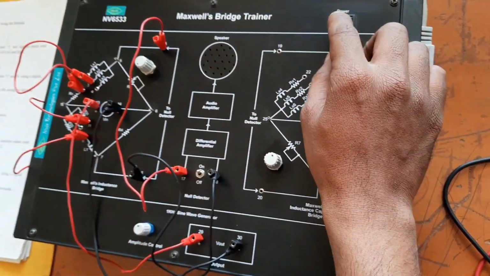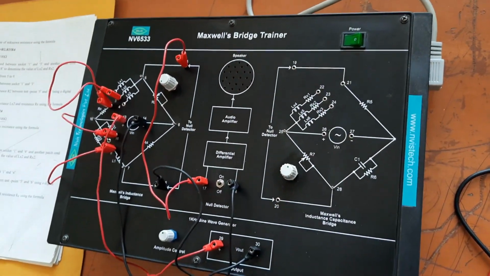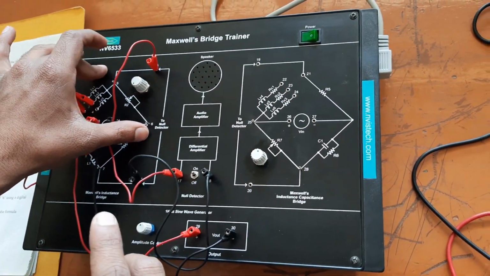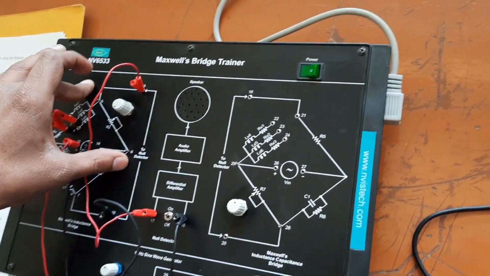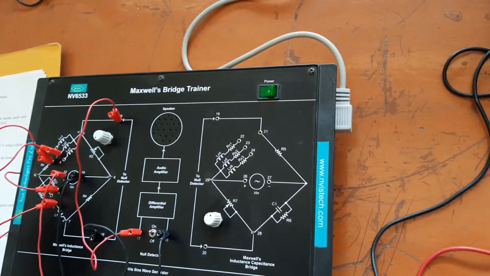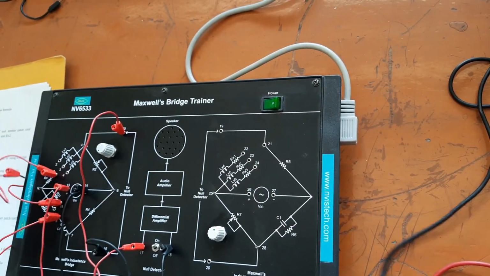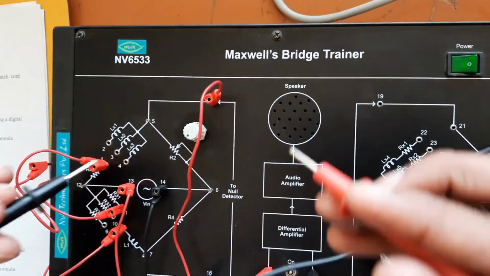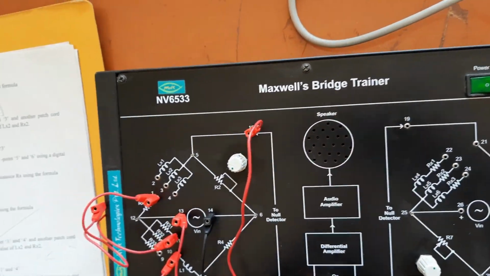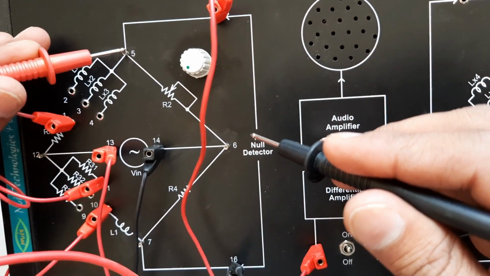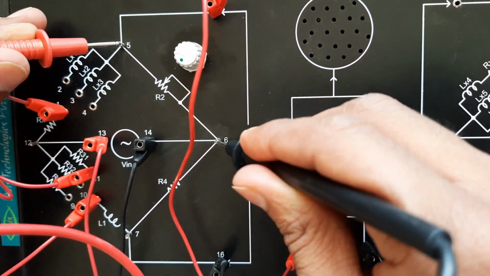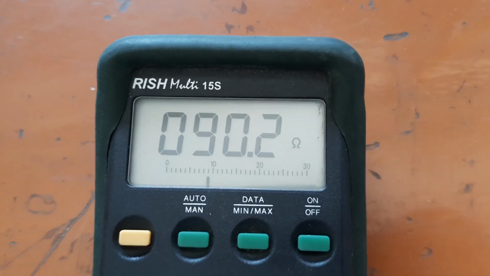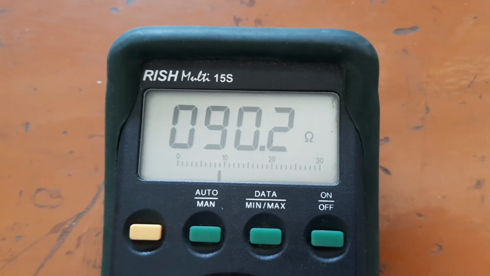Now we will switch off the supply and we will calculate our variable resistance R2 using the multimeter. This one is coming here 90.2 ohms.